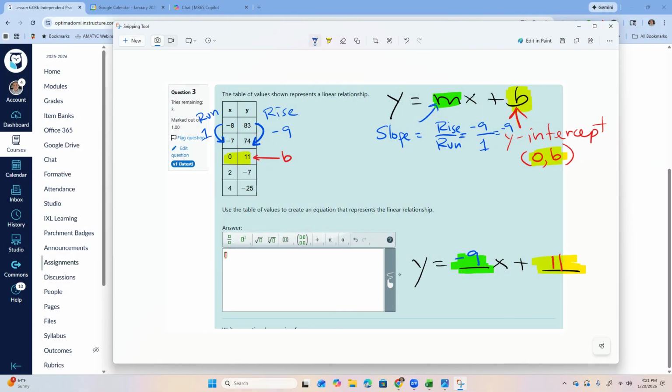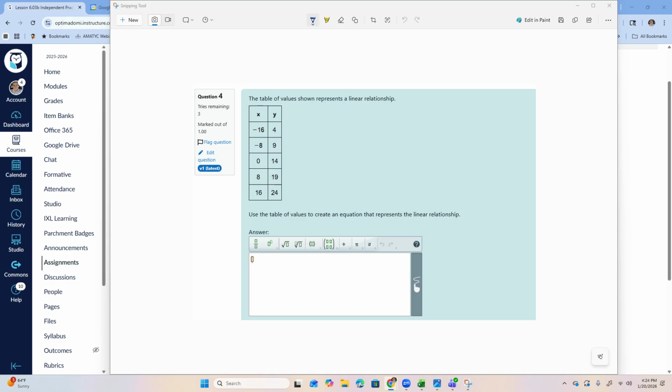So my final answer is y equals negative 9x plus 11. Let's go to the next problem. All right, here's question number 4. Same idea like I did in the previous problem.